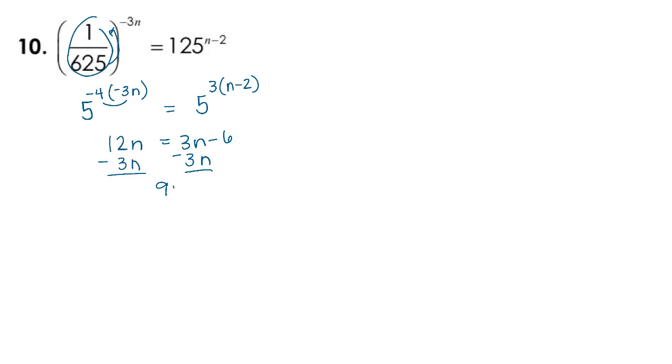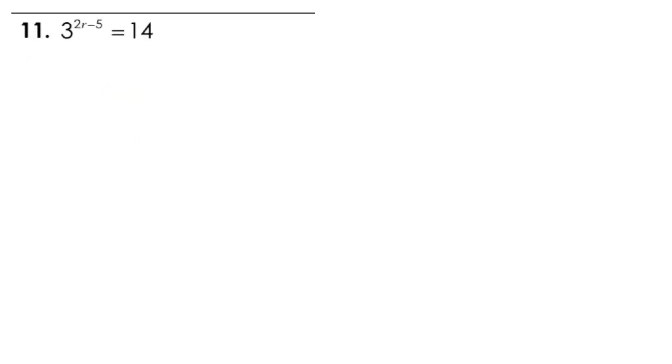And so we have 9n equals negative 6. And so n is going to be negative 2 over 3. And again, it is okay for these to be negative. We don't have to worry about checking those. All right, our next problem.